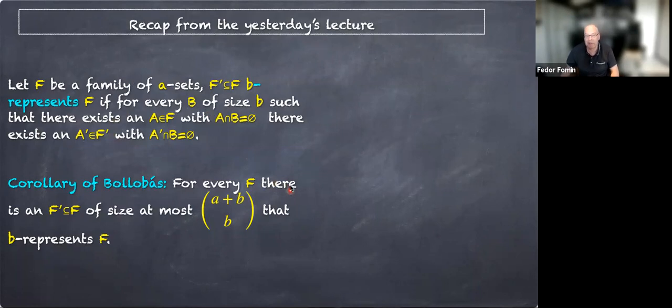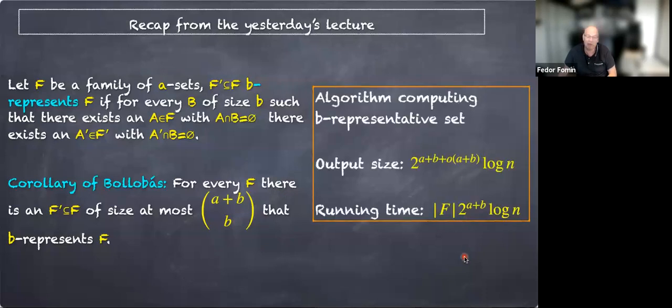And also I spent quite some time yesterday arguing that by Bollobás lemma, we know that for every family of sets F, there is a set F prime, which is a subset of family F of size at most a plus b choose b, that b-represents the set F. Also yesterday I gave an algorithm which computes a b-representative set, and it outputs a representative set not of size a plus b choose b, it's a bit larger, of size 2 power a plus b plus small o of a plus b, times logarithm of n, and the running time of this algorithm is the size of the family times 2 power a plus b and then log n. So this is what happened yesterday.